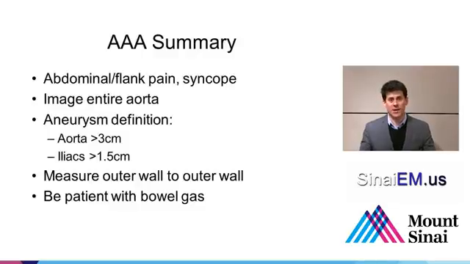Make sure you image the entire aorta from the point when it exits the diaphragm proximally until the point of bifurcation at the iliac vessels around the level of the umbilicus distally. And again, keep in mind that most aortic aneurysms are going to happen distally. Aorta should be less than 3 centimeters. Iliac vessels should be less than 1.5 centimeters. Make sure you measure the outer wall to the outer wall, so that you don't miss by just looking at the inner diameter of the aorta.